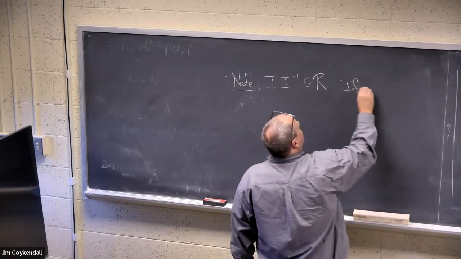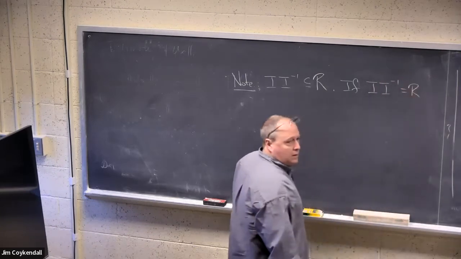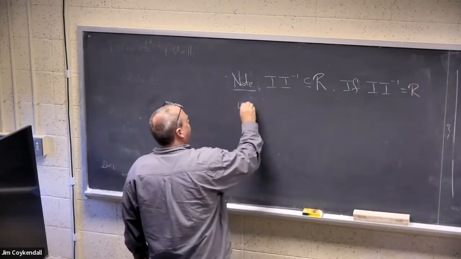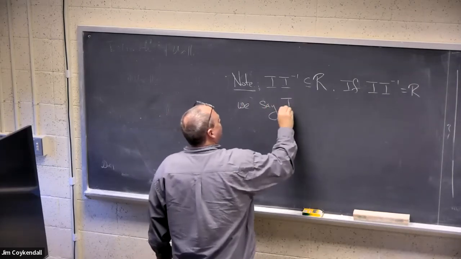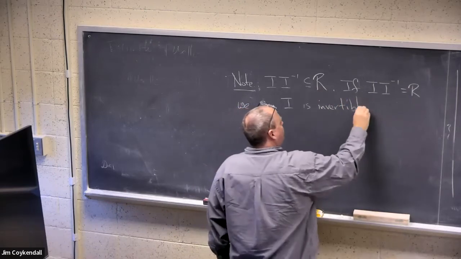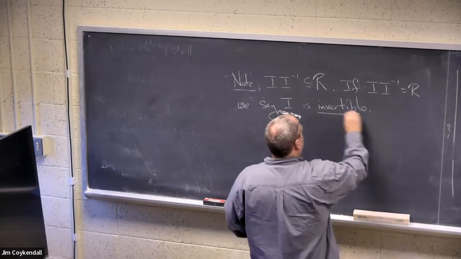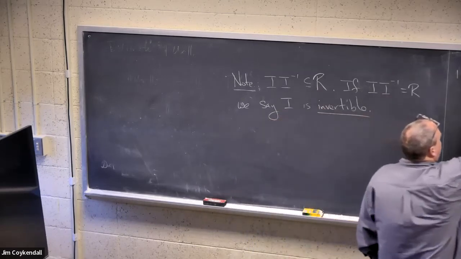If I times I inverse is equal to R, we say I is invertible. This is what we need for the ideal environment.